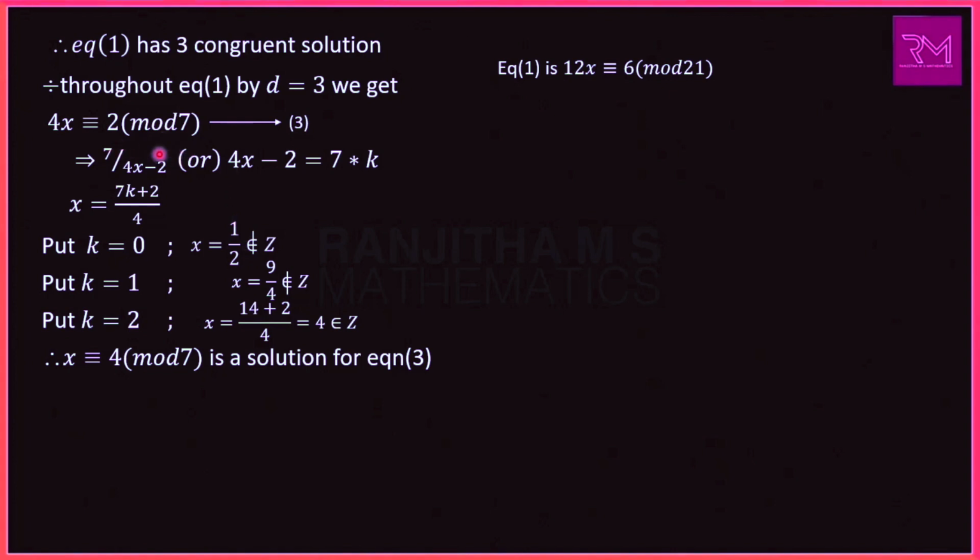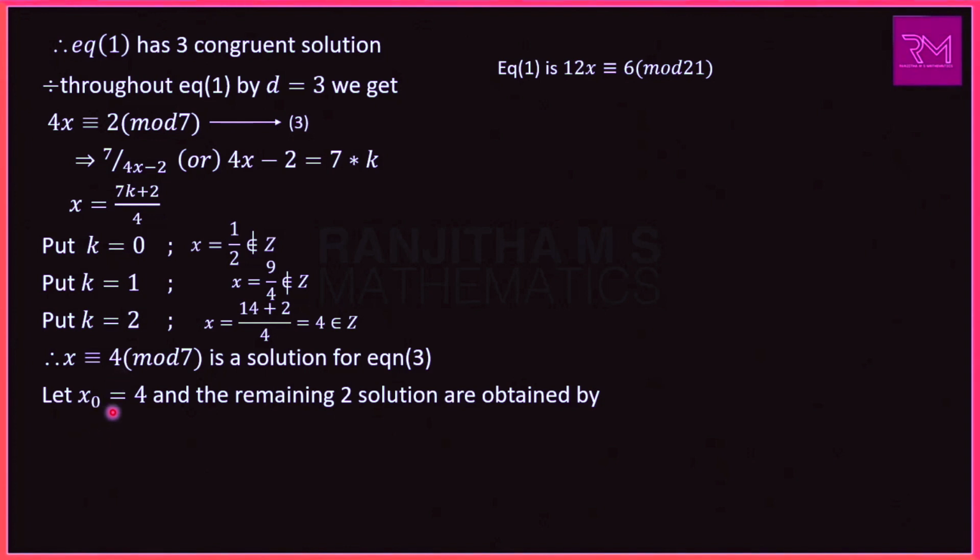So here we obtain a solution for this congruence, that is 4x congruent to 2 mod 7. That is, x congruent to 4 mod 7 is a solution for this equation 3. Next step, one solution we obtained, another 2 solutions we have to find. For that, consider this x value as 4, and take x naught is equal to 4.